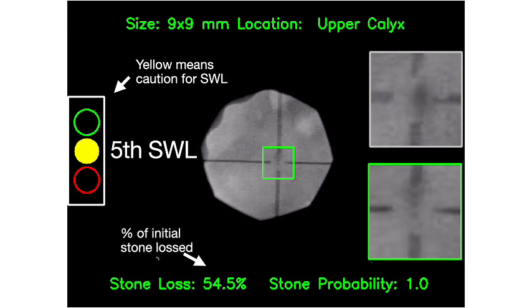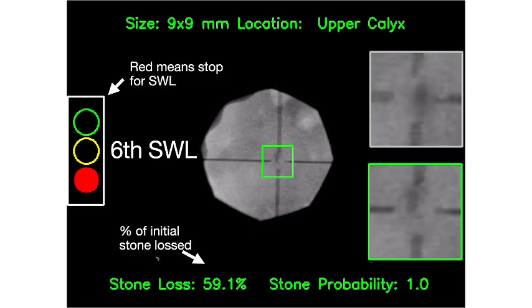After the fifth SWL application, the initial stone loss is 54.5%. The notification system shows yellow, which means proceed with caution for shockwave application. After the sixth SWL application, the initial stone loss is 59.1%. The notification system shows red, which means shockwave application should stop soon. Now, let's look at the notification signal.